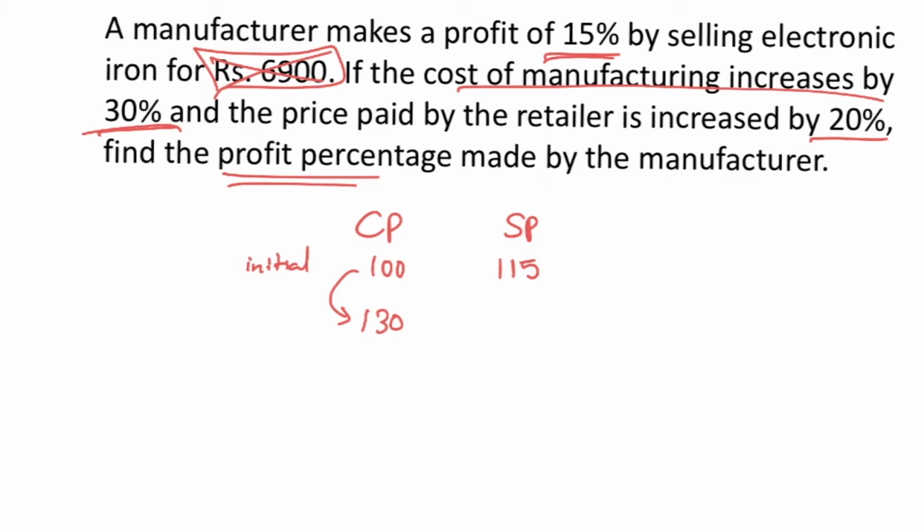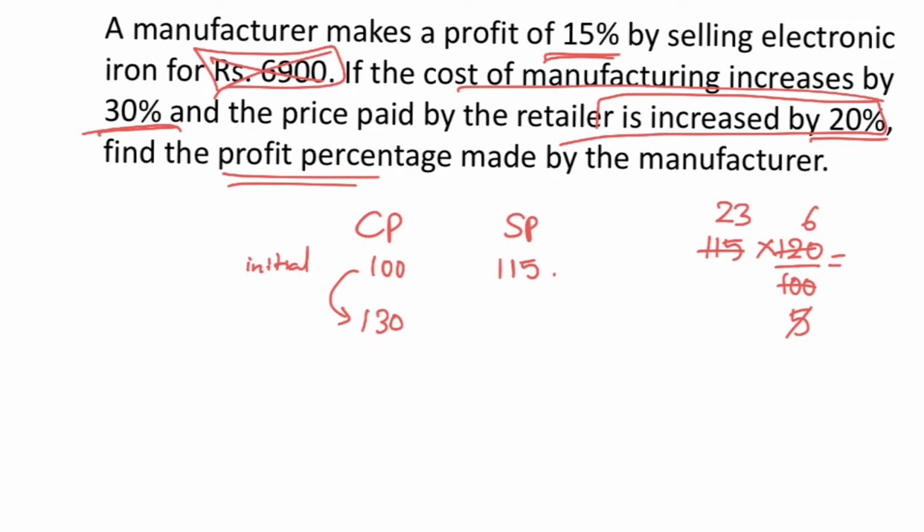Coming to the selling price, it is increased by 20%. Earlier the selling price was 115. It is increased by 20%, so now it is sold at 120% of 115. 115 times 6 is 690, and 20 times 6 is 120, so 3 times 6 is 18, giving 138. Now it is sold at 138 rupees.